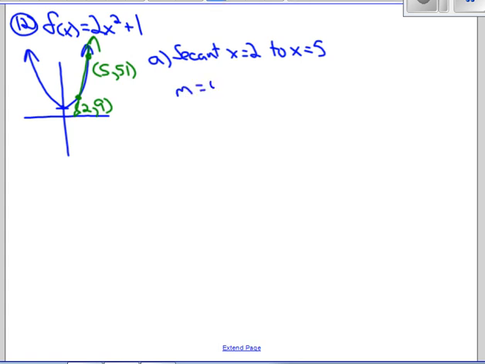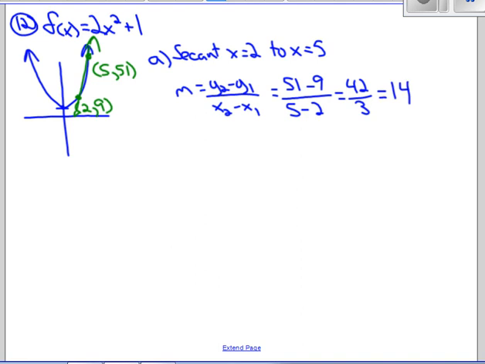M is y2 minus y1 all over x2 minus x1, which would be 51 minus 9 over 5 minus 2, 42 over 3, or a slope of 14. B asks us for something a little bit different. It asks us, what is the slope of the tangent right here at 2? And it looks like it should be a little less steep.